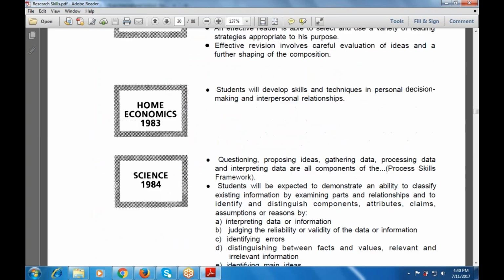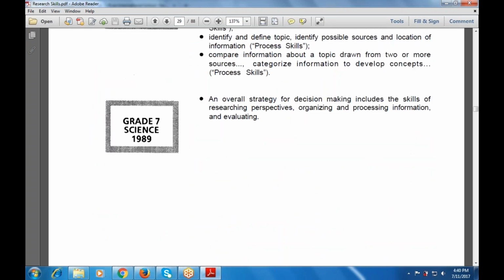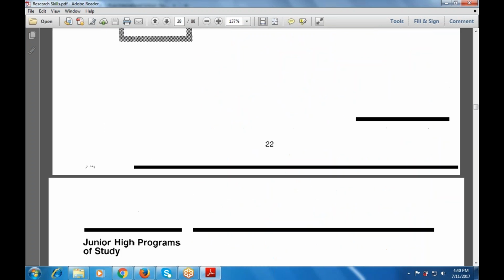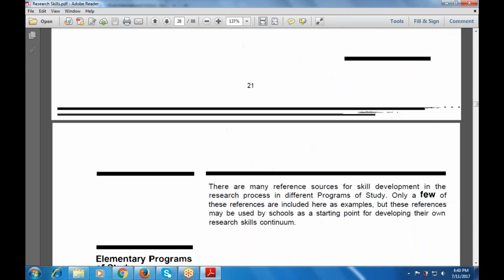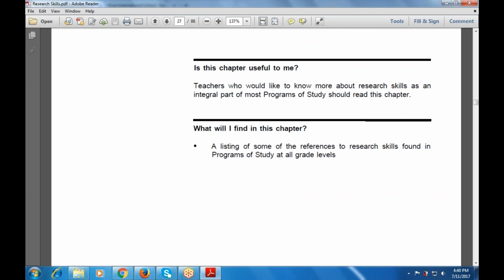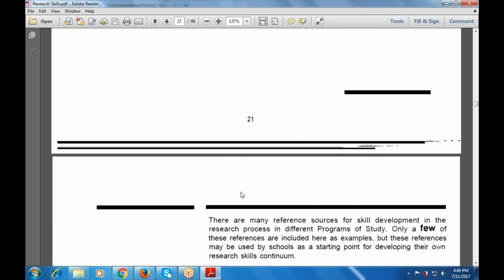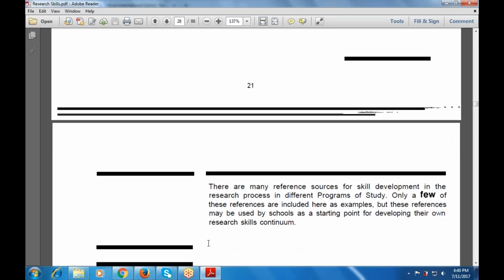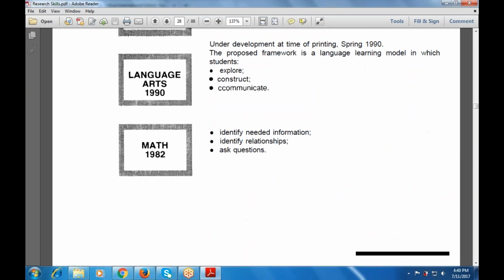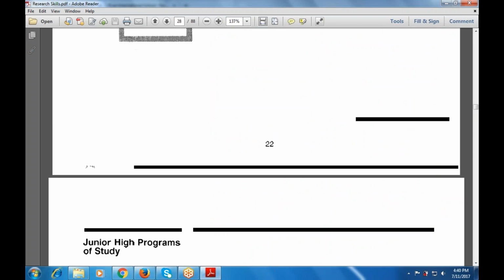So till now, any doubts, anyone? In this grade 7 science, in the language arts, in the program of study, social science. So this chapter mainly focuses on the research skill, that is programmed at each and every level of the study, either mathematics, social science, language arts. Then what are the various junior high programs of study?